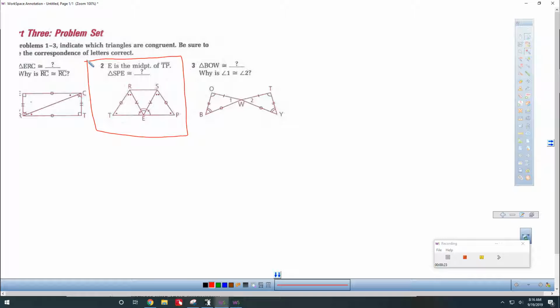Carson, since E is the midpoint of TP, what can we deduce from that? TE is congruent to EP. Excellent. TE is congruent to EP. So now it asks us to indicate which triangles are congruent.